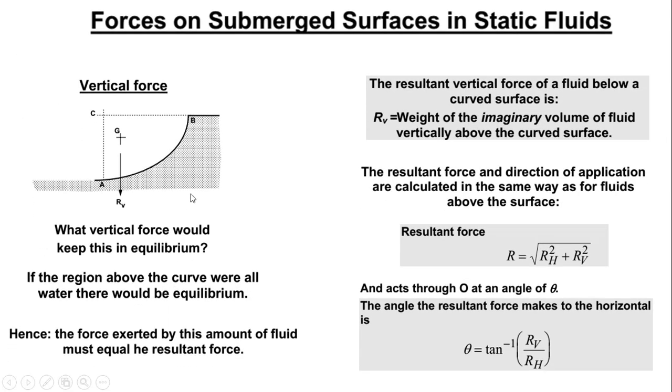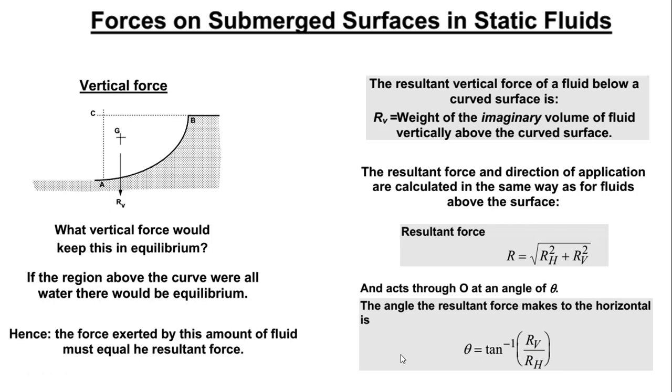Then for the vertical one, we are going to imagine that this fluid was above. So RV will be equal to the weight of the imaginary volume of fluid vertically above the curved surface. We imagine that this volume of fluid was above, which means we still use the same formulas as before to calculate the resulting force. After getting our RV and RH, we use this equation: R is equal to the square root of RH squared plus RV squared, and theta is equal to arctan RV over RH.